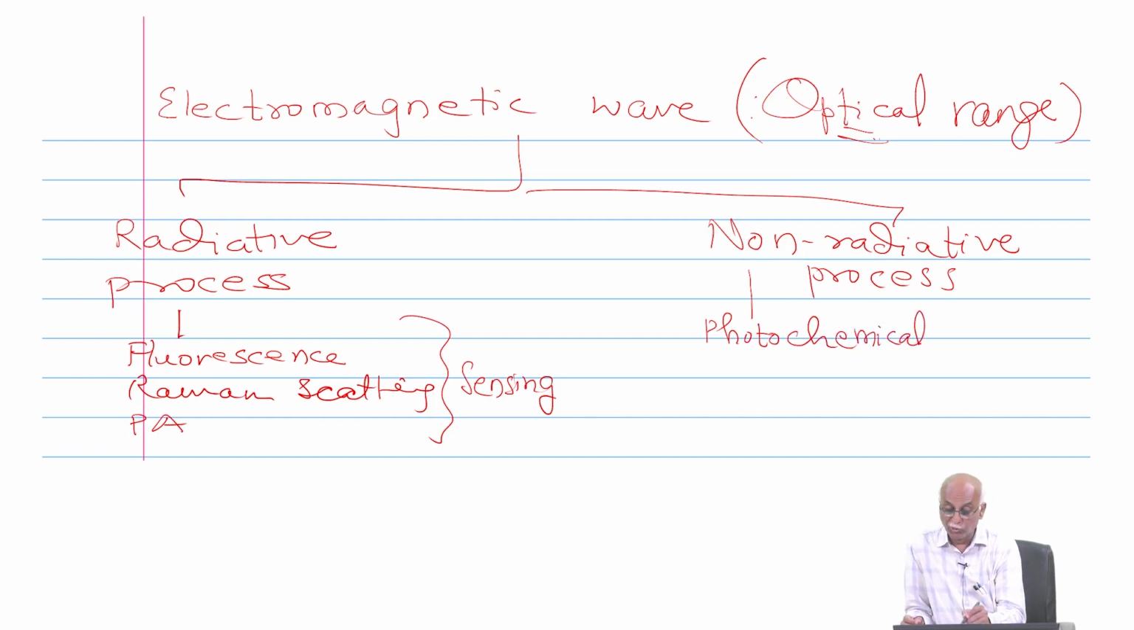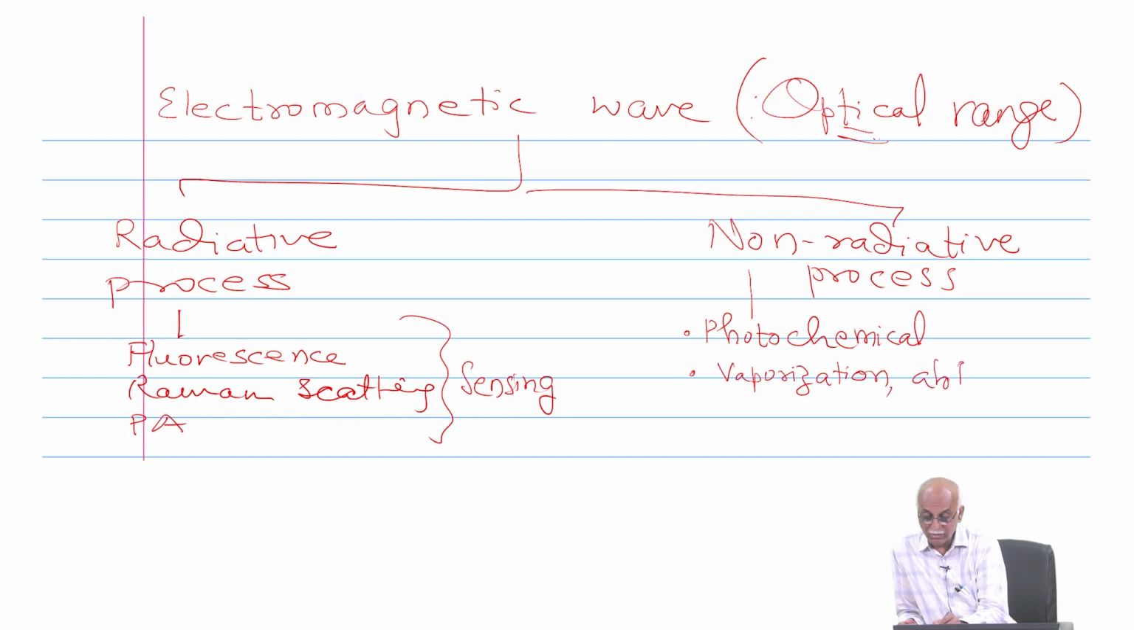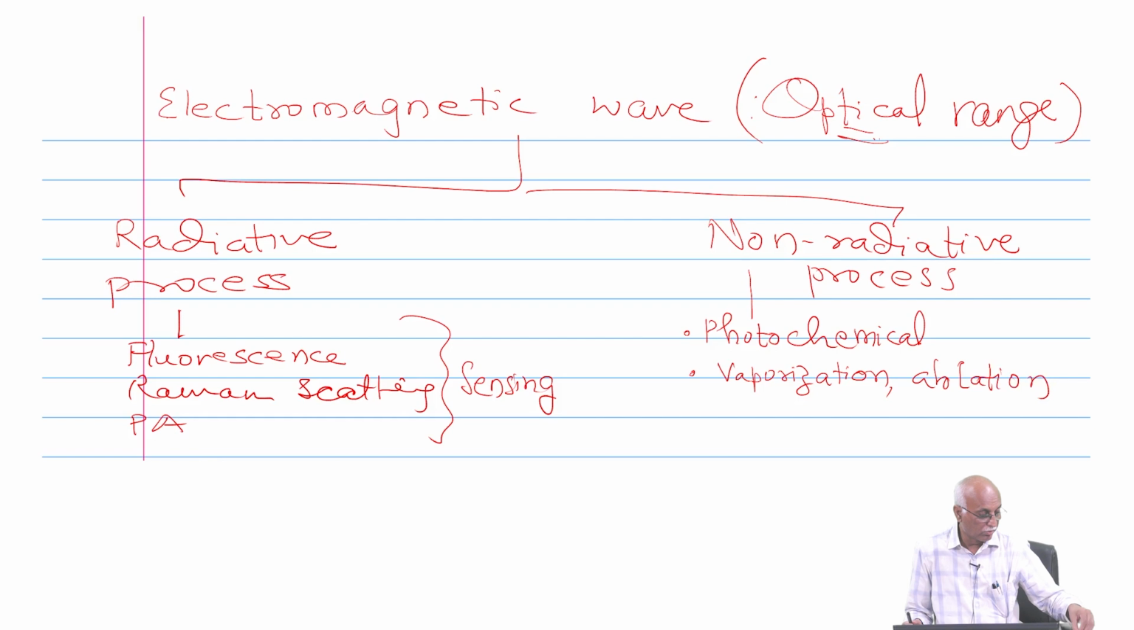So, a photochemical reaction may end up with dissociation. Photons will interact with molecules to dissociate them. Or sometimes, if we use a high power laser, it may end up with vaporization, ablation of the tissues, etc. So, in general, this is right.